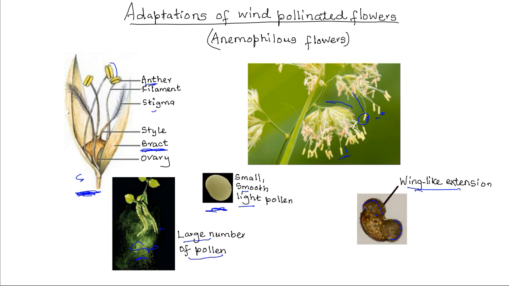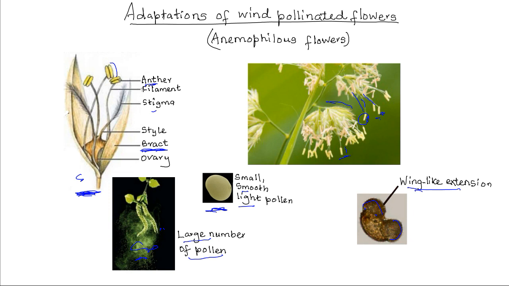In addition, in these flowers, the anthers are loosely attached to the flexible filaments. So these long filaments are flexible so that they can be shaken easily by the slightest wind to release the pollen grains. So these long filaments enable the shaking of the anthers by the slightest of the wind in order to release the pollen grains.